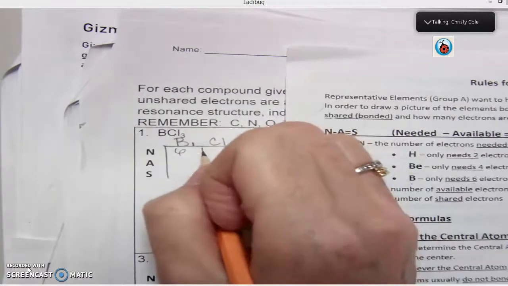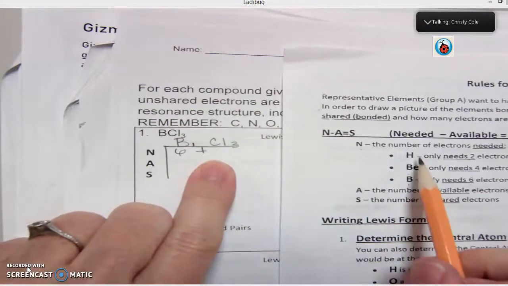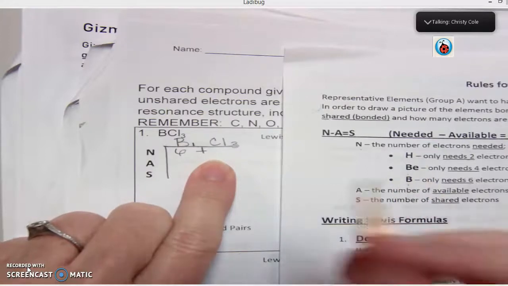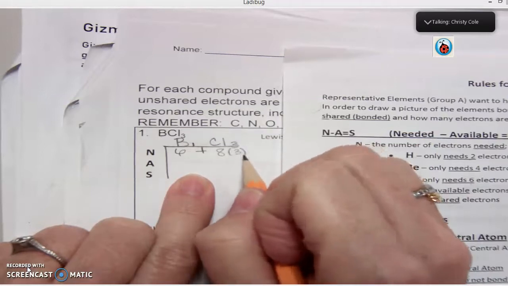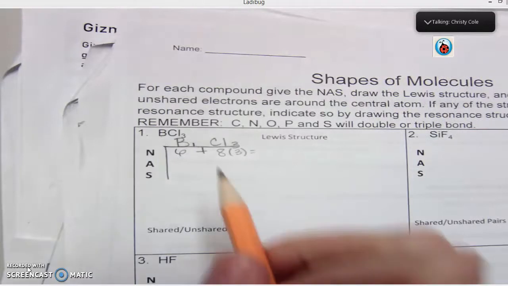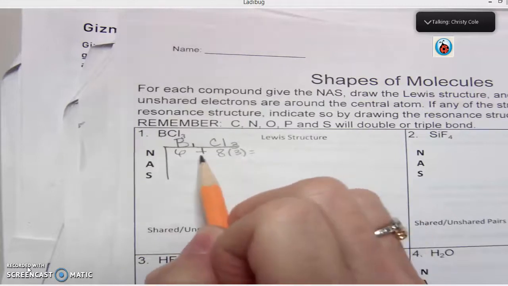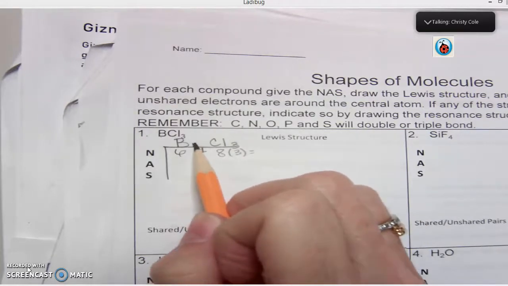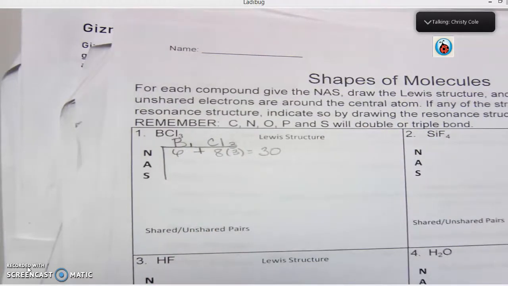Then I'm going to add my chlorine. How many does chlorine need? Well, again, he's not one of the special ones, so he needs 8. And how many chlorine atoms are there? There's 3, so I need to multiply that number by 3. Then I do the math. 8 times 3 is 24, plus this 6. We didn't multiply it by anything because it's just 1 boron atom. So that's a total of 30 electrons needed for this structure.